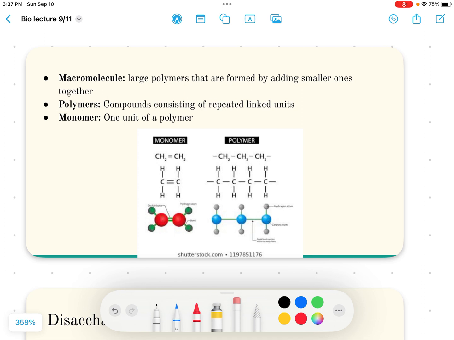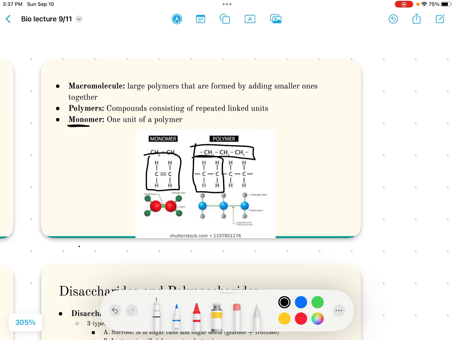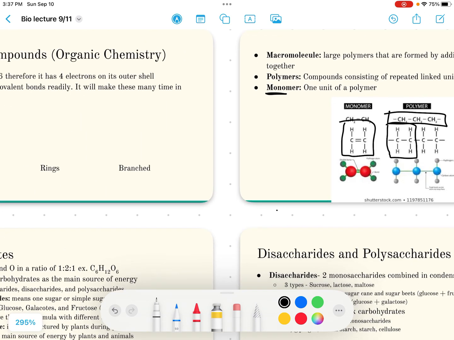A monomer is one unit of a polymer. So basically it's one small section of a polymer. Again, the prefix mono means one, so we're just looking at one small section of that polymer. And those monomers build these giant links, these polymers, together, and create huge macromolecules, very, very large molecules over time.